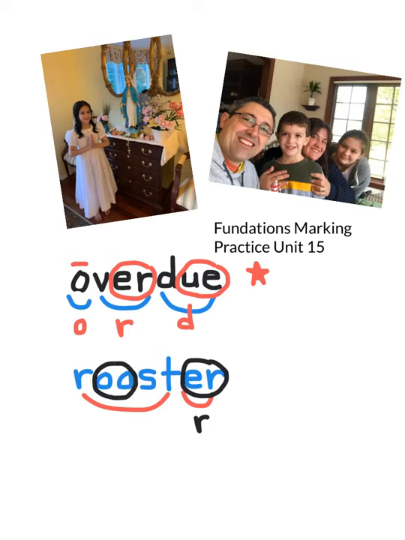Now, let's go on to roost. O-O, there it is, our oo sound. That's a double vowel. And then we have something else. Can you do it before I do? Right, S-T blend. Good job. Let's go on to word number 3. Word number 3 is smooth.